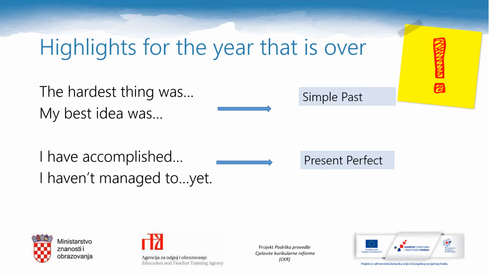And then you look at the time from the past year until the present moment when you talk. And you say, I have accomplished, I have managed, I have succeeded, I have done something, or I haven't yet. Then be careful to use the present perfect. If you are not sure about when to use the simple past, when to use the present perfect, go back to your grammar lessons about the simple past and present perfect and make sure you understand the difference. That is very important.